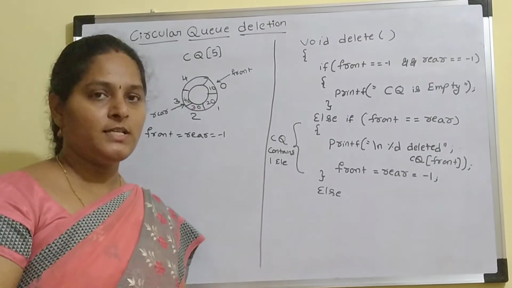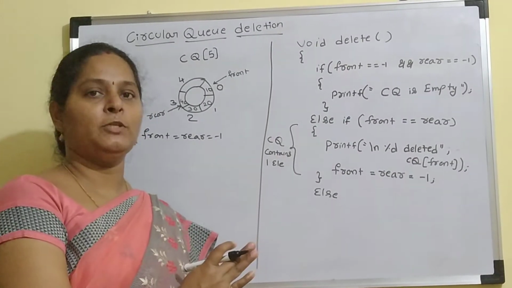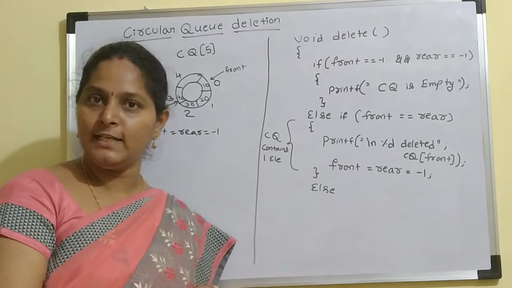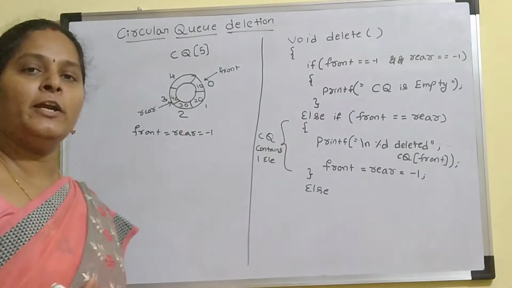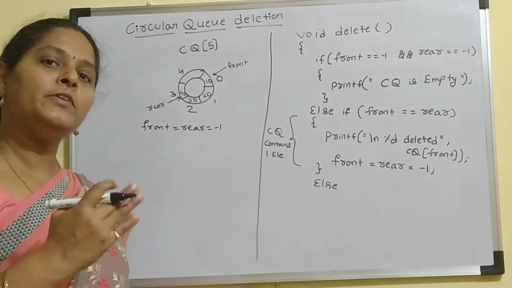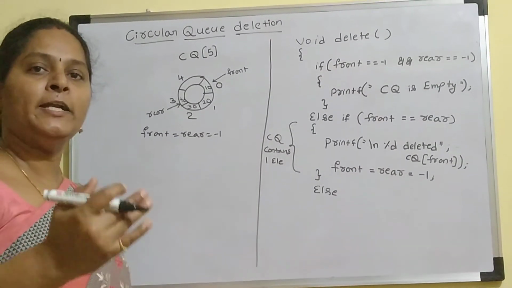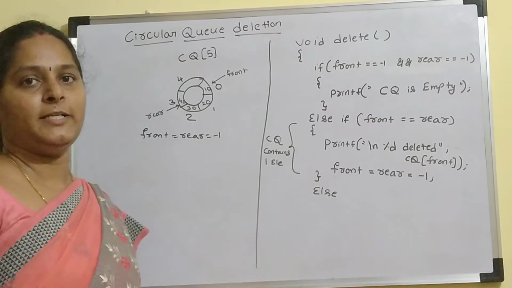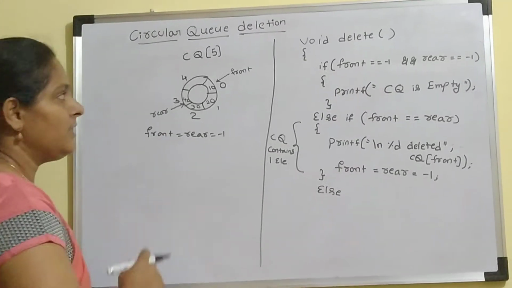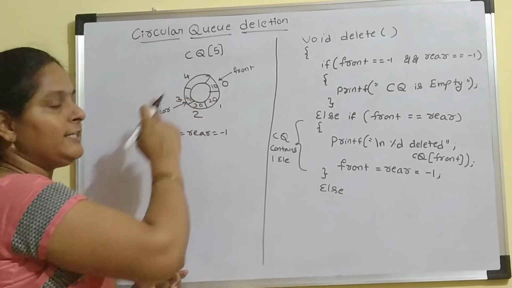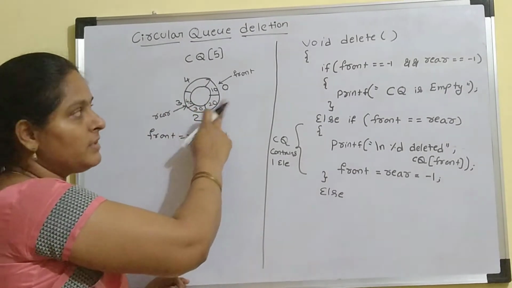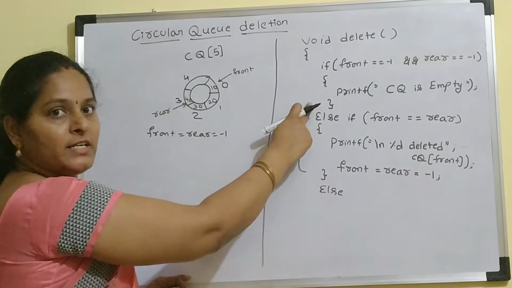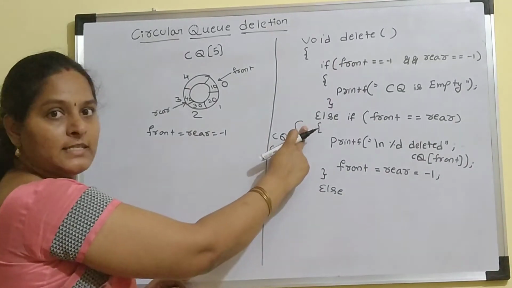Here the procedure is, first delete the element from the location. After deletion, increment the front pointer by 1, or after the deletion, move your front pointer to the next front element. Now see, in this example, I want to delete 10. Now the queue is not empty, so this condition fails. Then I will come to the else if.